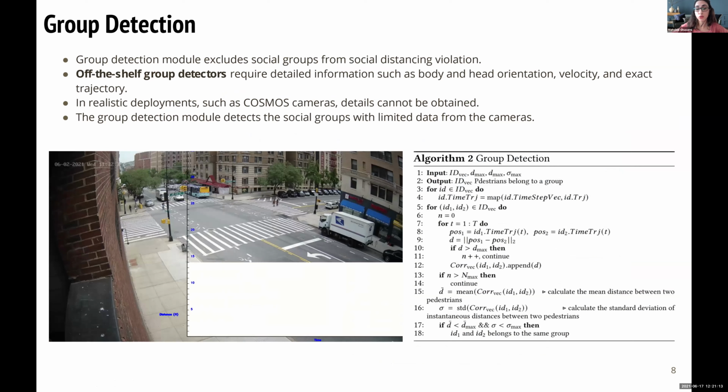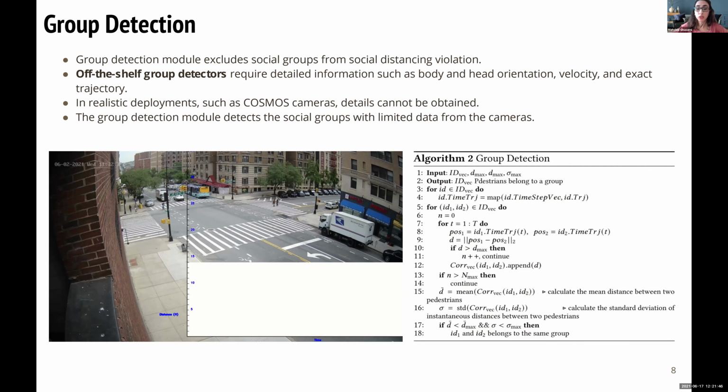To enhance the social distancing analysis, we designed a group detection algorithm to exclude the social groups from social distancing violation. The off-the-shelf group detection methods are not applicable to our dataset and many realistic deployments because these methods require details such as head and body orientation, velocity, exact trajectory, etc. These details cannot be obtained from a camera at a high altitude at a corner of an intersection.